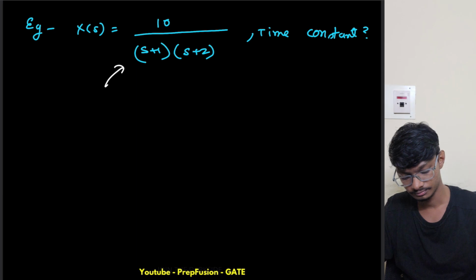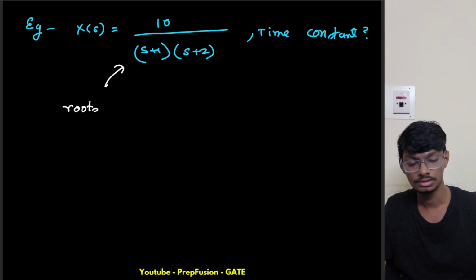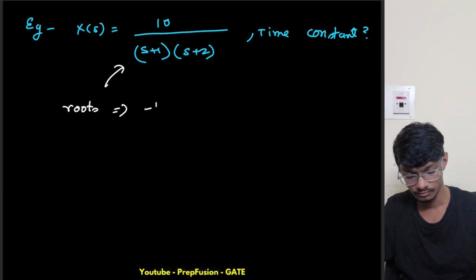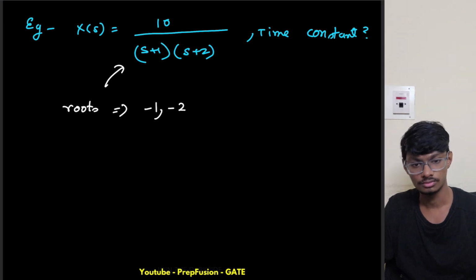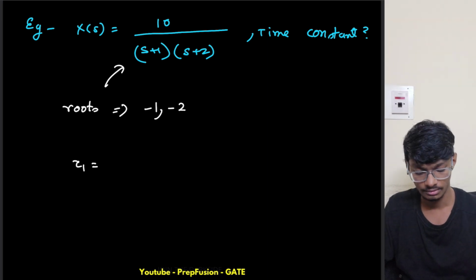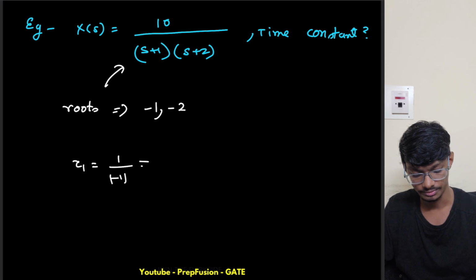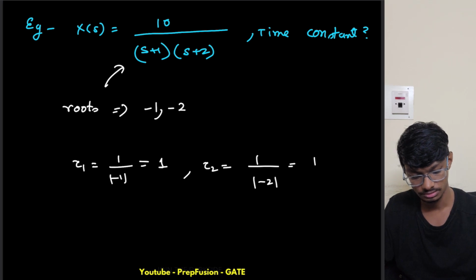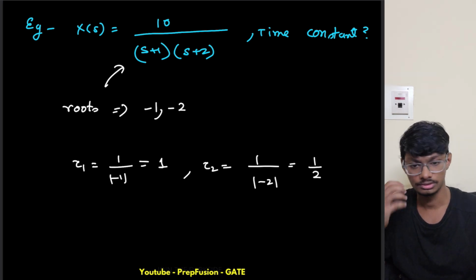Basically the roots, right? We can do it like this. Roots are, one is minus 1, one is minus 2. So the time constant will be the negative inverse of this, so it is 1. The second time constant will be the negative inverse of this also, which is 1 by 2. So these are the time constants.